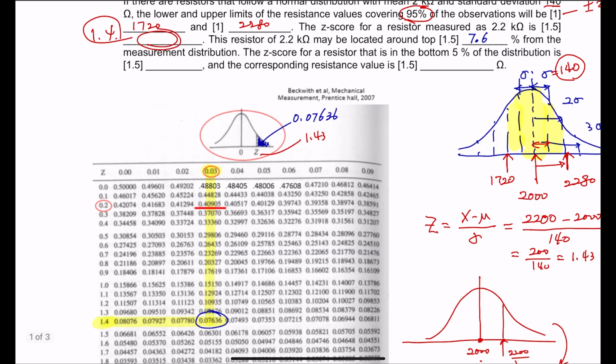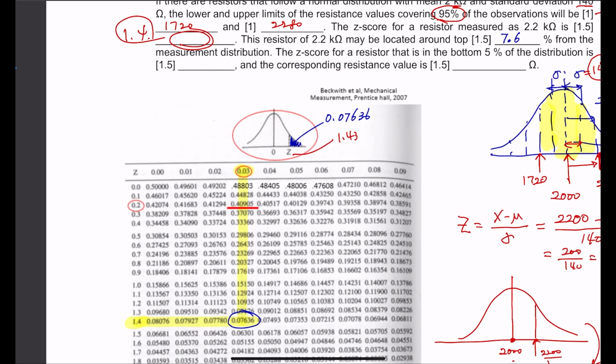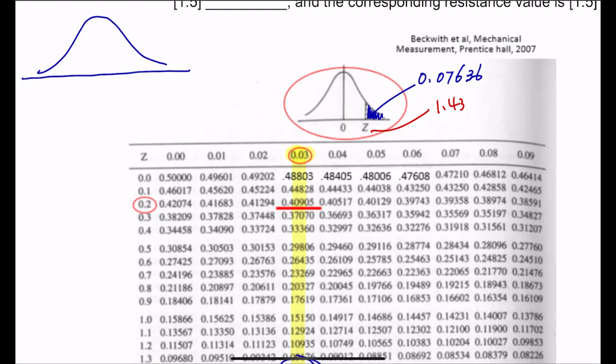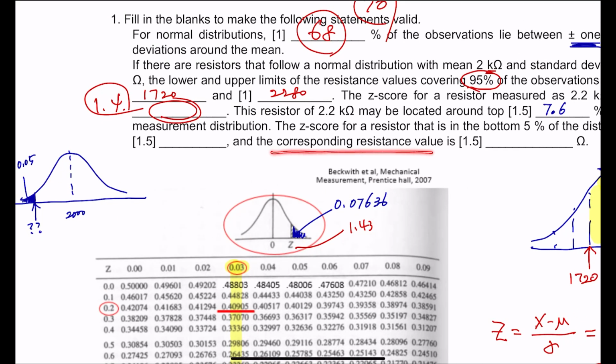All right. And then the next problem was about the z-score for a resistor that is in the bottom 5% of the distribution is this. And the corresponding resistance value is going to be that. So for this problem, what we're looking for is a resistor value here that makes this thing to be 0.05, bottom 5%. Okay? And the center value was 2000, so it's going to be a little bit lower than that value. That's the resistance value we're looking for. The bottom 5%. Okay? On the other hand, this table is only providing the colored area that is above whatever z-score.